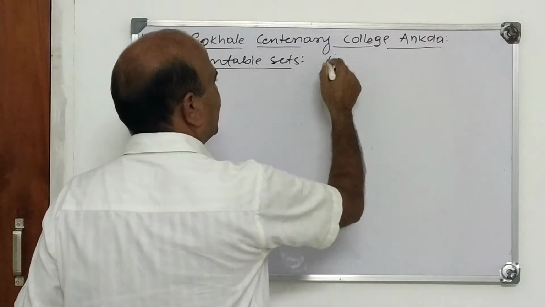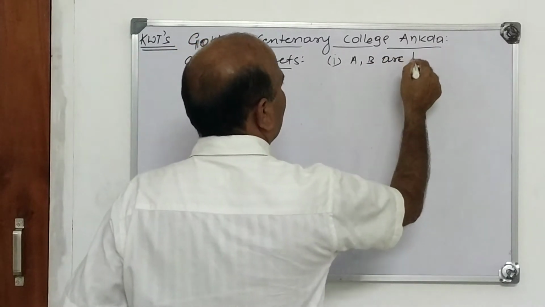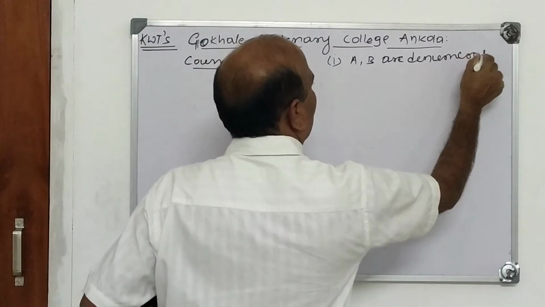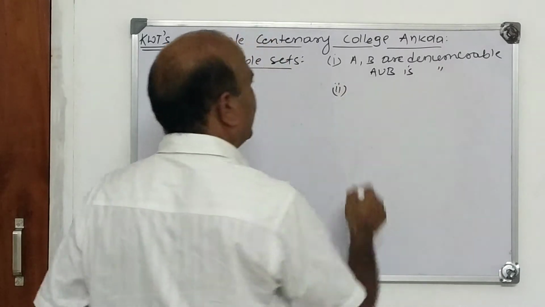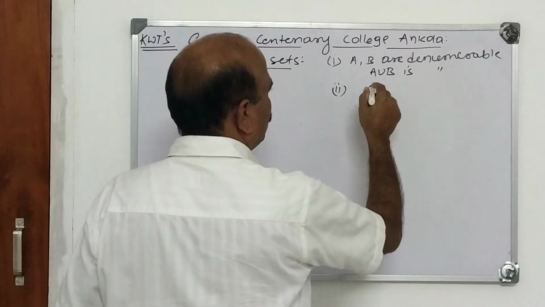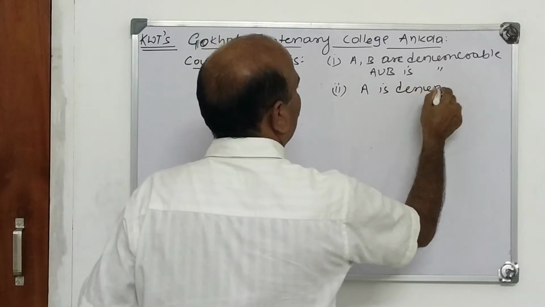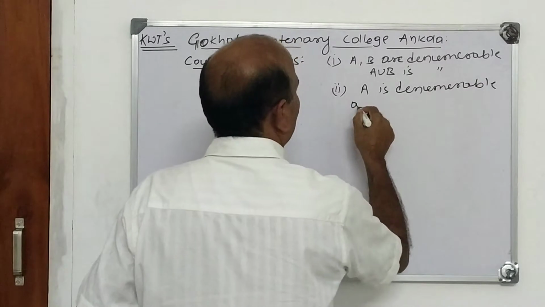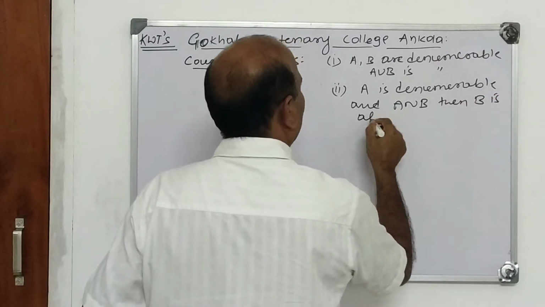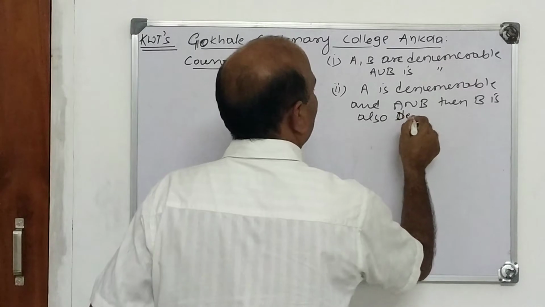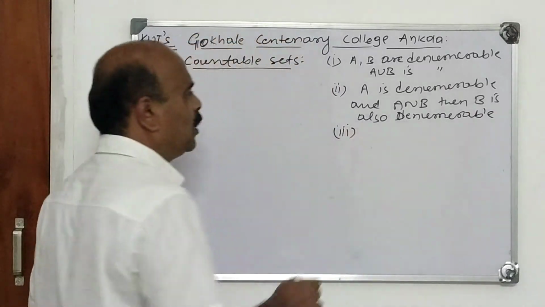What are the results we have already studied? First one is, if A and B are denumerable, then A union B is denumerable. Correct? Second, if A is denumerable and A is equivalent to B, then B is also denumerable. Once again I state the important results that we have already studied.